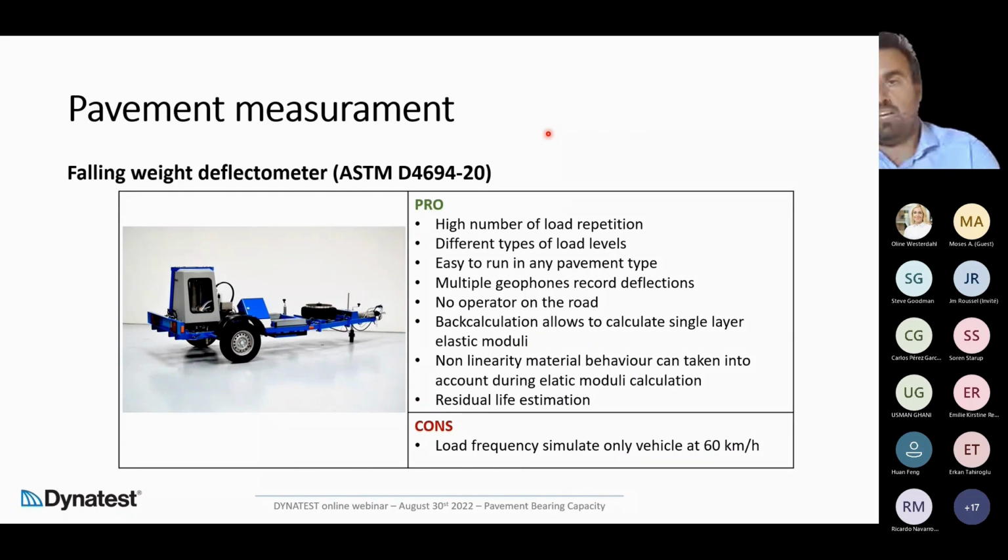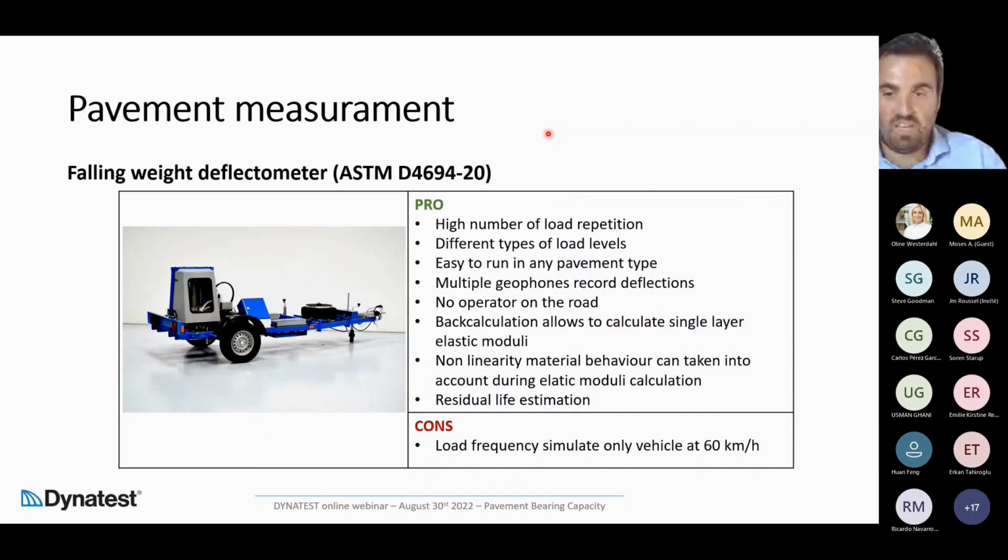So the positive point is a higher number of load repetitions. We can set different load levels, and it runs easily on any pavement type. We can set different numbers of geophones to record the deflection. There is no operator outside the towing vehicle. The information collected is used for backcalculation in order to calculate single layer elastic moduli. The nonlinearity in material behavior can be taken into account during the elastic moduli calculation. And of course, the information is useful for the residual life estimation.